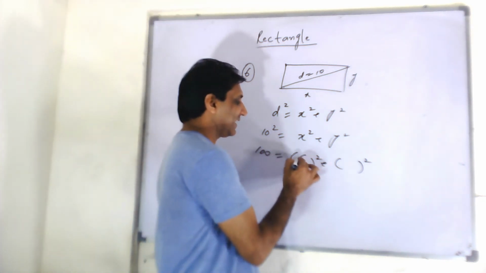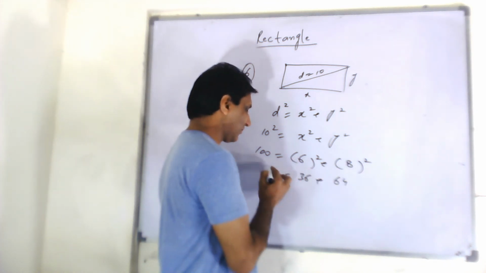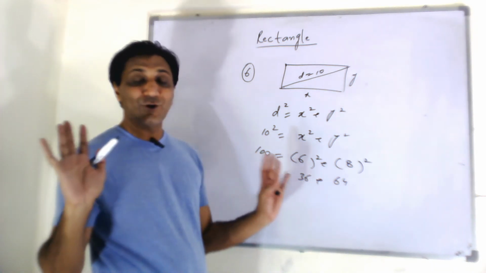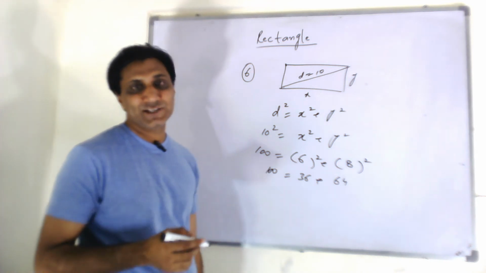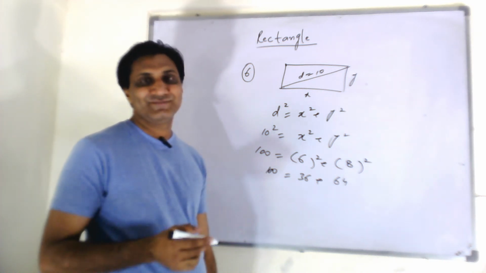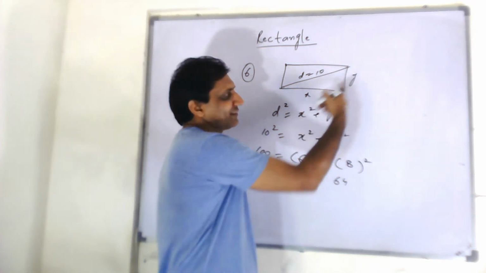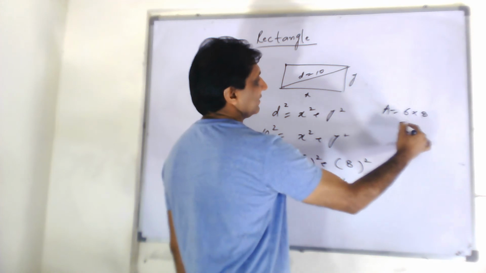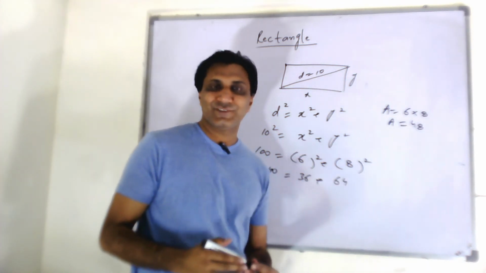So those are 6 and 8, because 36 plus 64 is equal to 100. These are the only values. Yeah, this is a bit of injustice, but sometimes it happens. So this is 6 and this is 8, or this is 6 and this is 8. So the area is 6 times 8, that is 48. Okay.